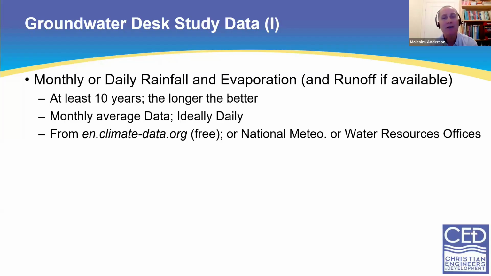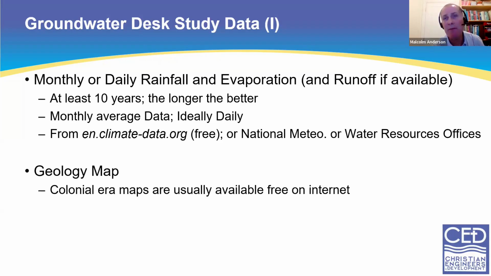So in collecting data, it's very helpful to have rainfall and evaporation data, ideally monthly, ideally daily, but monthly is okay. And in particular, at least 10 years. The monthly average data is okay. And here's a couple of websites that can be searched. The climatedata.org provides 10-year data for most locations. But equally, there's the National Meteorological Office and the Water Resources Offices, but they will typically charge you for data.